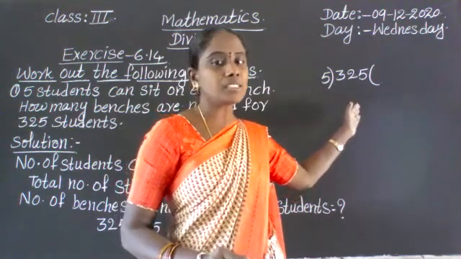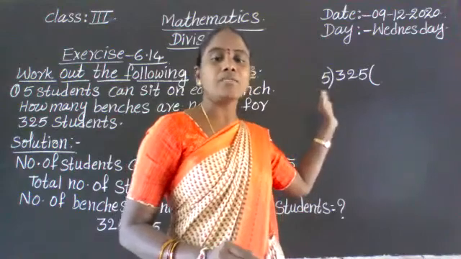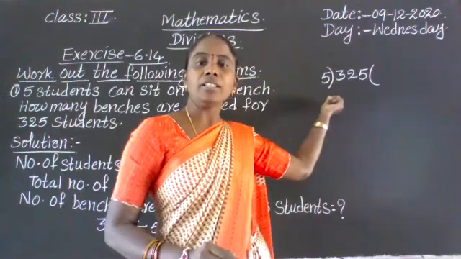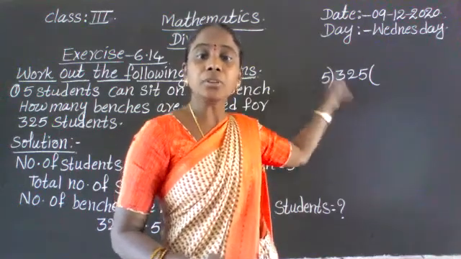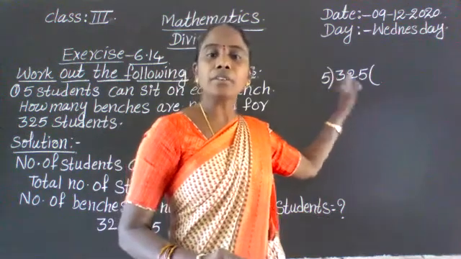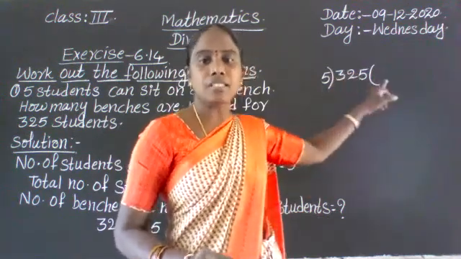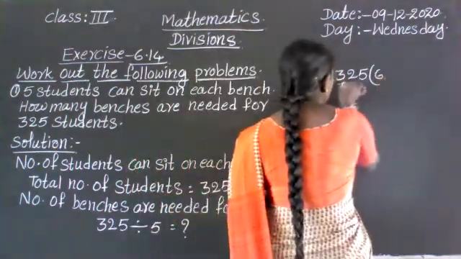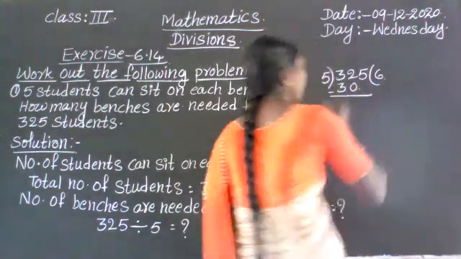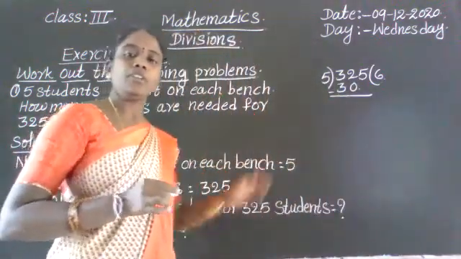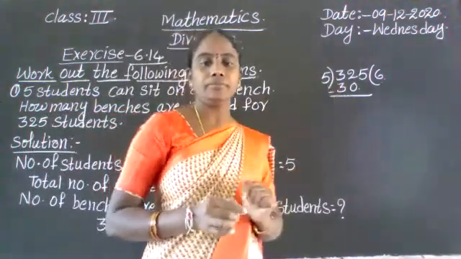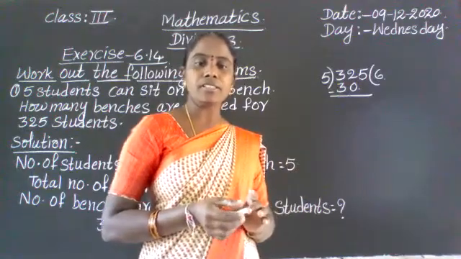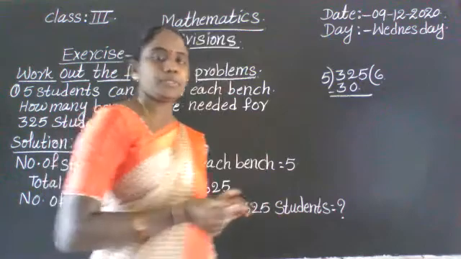We take the nearest and smaller number, 30. Yes, very good, Harshita. 30 is nearer to 32. So we take 30. 5 sixes are 30, so write 6 in the quotient place. Subtract, children: 32 minus 30. What is the difference? Yes, very good, Ramyasri. 2.